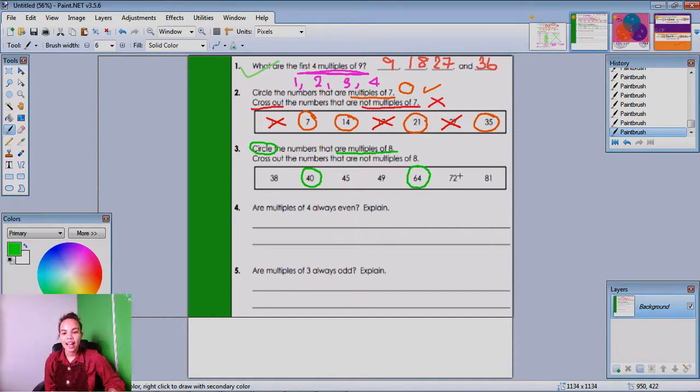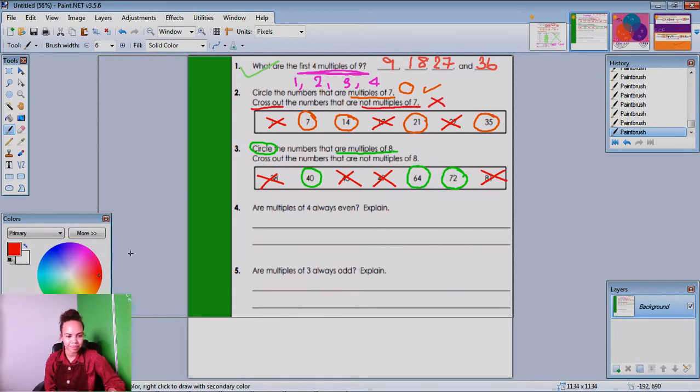9 times 8 is 72. So there we go. I've got these so far. Everybody happy with that? I hope so. Okay, let's keep going. Let's go for the red. And we're crossing out all the numbers that are not multiples of 8 in this case.